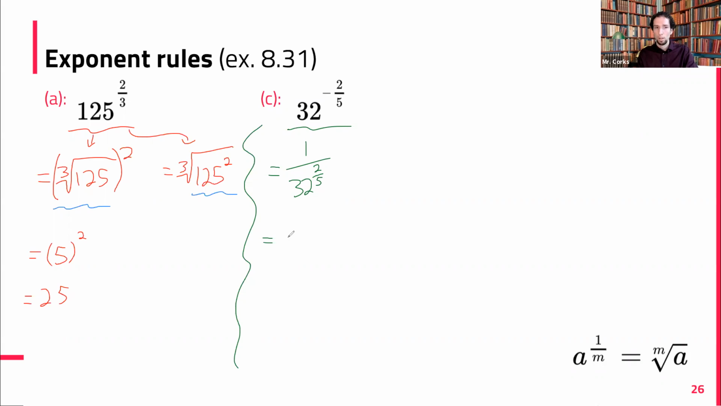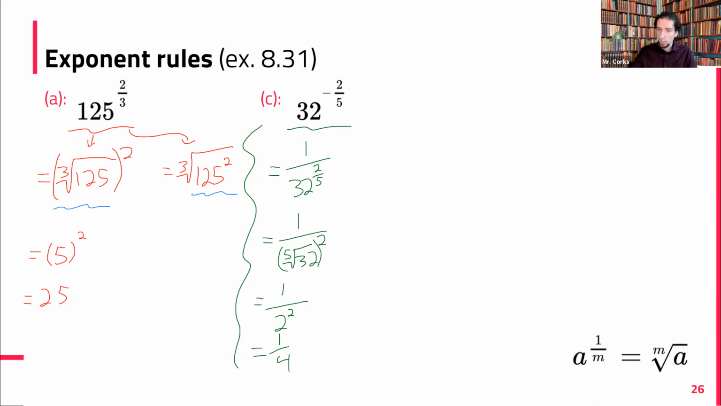5th root first. And then square. 5th root sounds easier first. So 5th root of 32, and then that whole thing squared. 5th root of 32, we probably know that's just 2, squared, so 1/4. So again, whichever way makes it easier for you to think about or to solve.